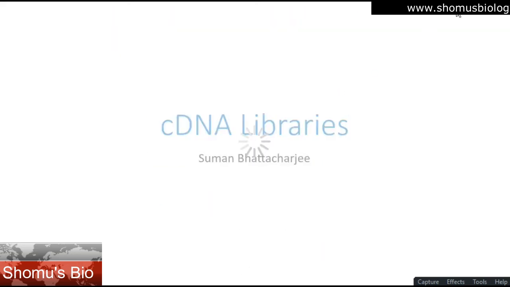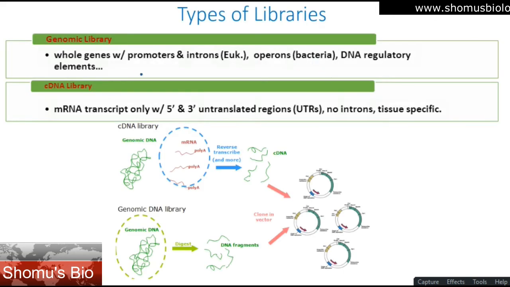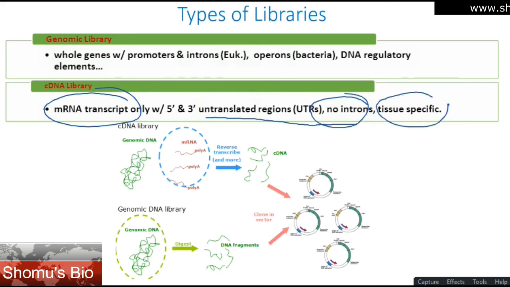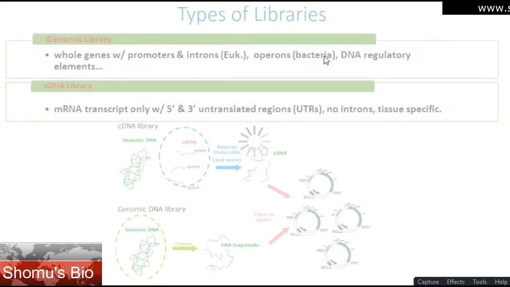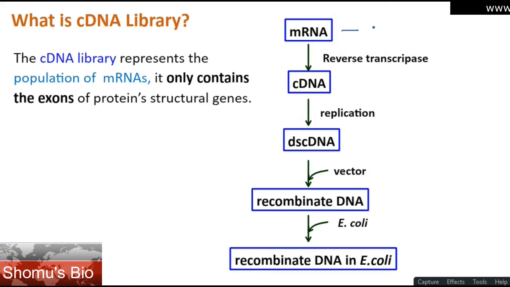Now for the cDNA libraries, as I said, we are not using the whole gene, we are using only mRNA transcripts, and among the mRNA transcripts, it's the processed version that we're using, without untranslated regions, no introns, tissue specific, nothing else. So what we are simply using here is a mature mRNA. That means that mRNA has already undergone splicing, polyadenylation, capping, everything is done.